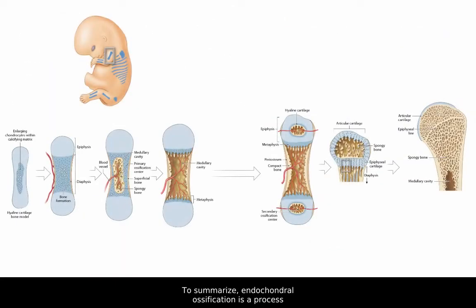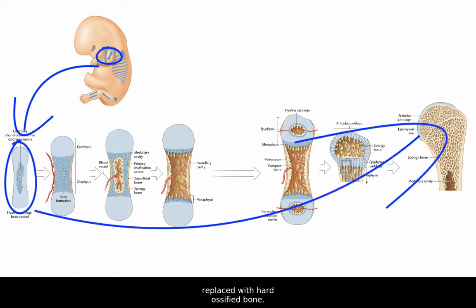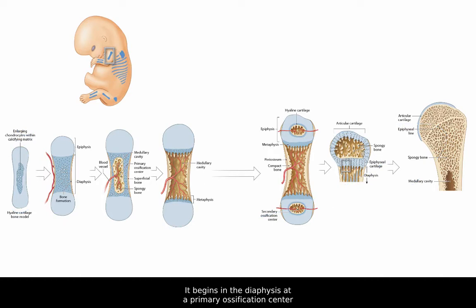To summarize, endochondral ossification is a process in which we see the early hyaline cartilage skeleton replaced with hard ossified bone. It begins in the diaphysis at a primary ossification center and proceeds at multiple secondary ossification centers in the epiphyses. Hyaline cartilage remains at the epiphyseal plate to regulate lengthwise growth of the bone until skeletal maturity is reached and the plate ossifies. Articular cartilage remains in the joint cavity, covering the ends of long bones.